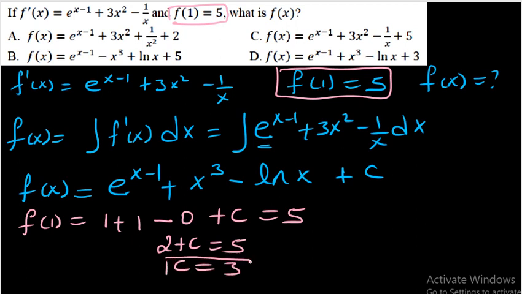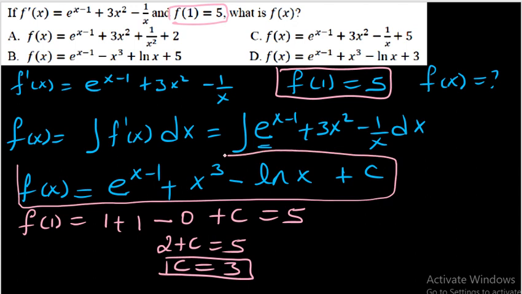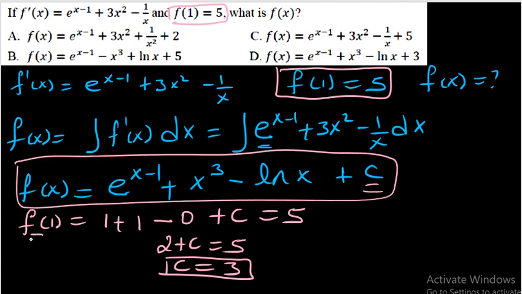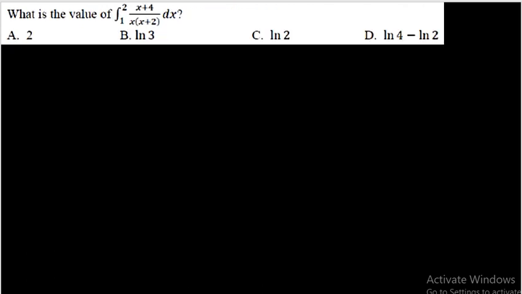By reshuffling, we can get the c. So everything we did until now is just to get the c. The function f(x) is here, don't forget, we got it already. But this one contains c. But what is that constant? To get the c, f(1) was given to us. So we got c equal to 3. So which choice contains this? I think it is choice D. That's going to be the fourth question.